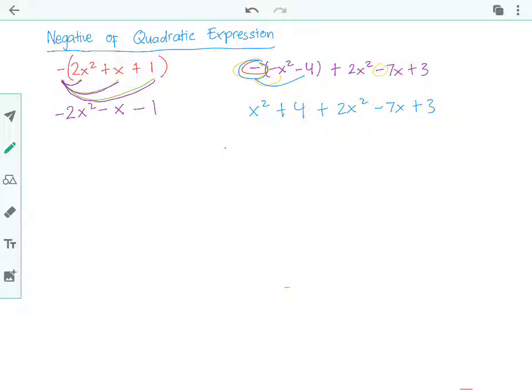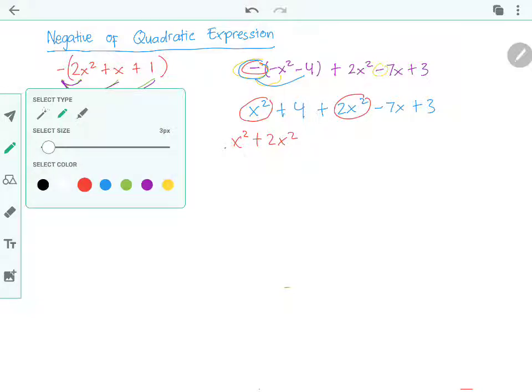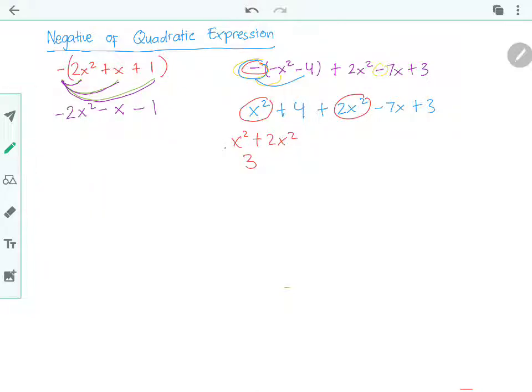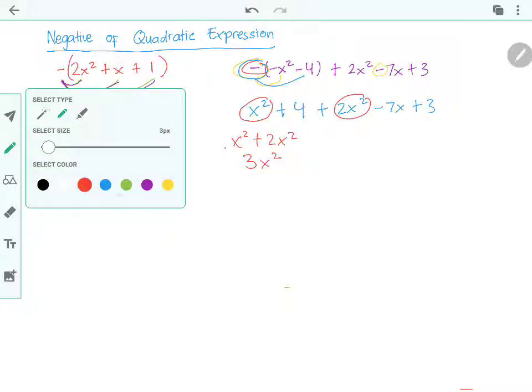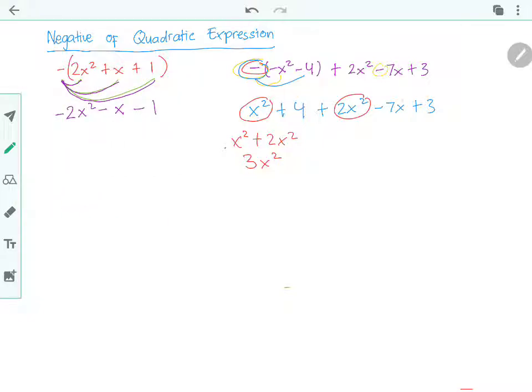So what shall we do? Yes, you are correct. We need to find the like terms. In this question, the like terms are x squared and 2x squared. So I need to do it first. x squared plus 2x squared equals 3x squared. Next I have another term which is negative 7x. Do I have a like term with that? No, I don't have it, so I just write it like here.